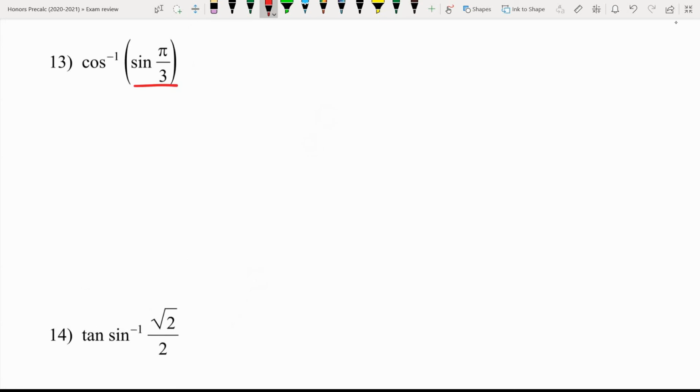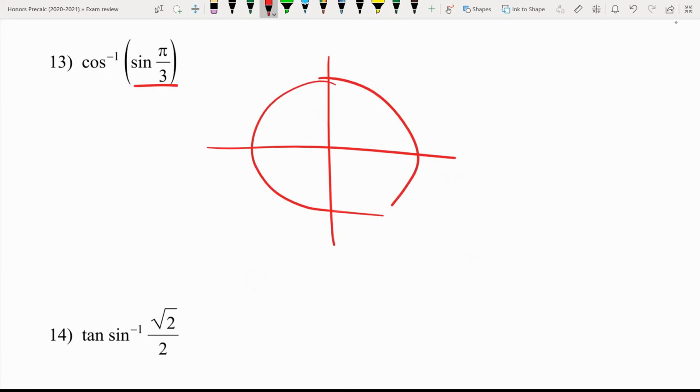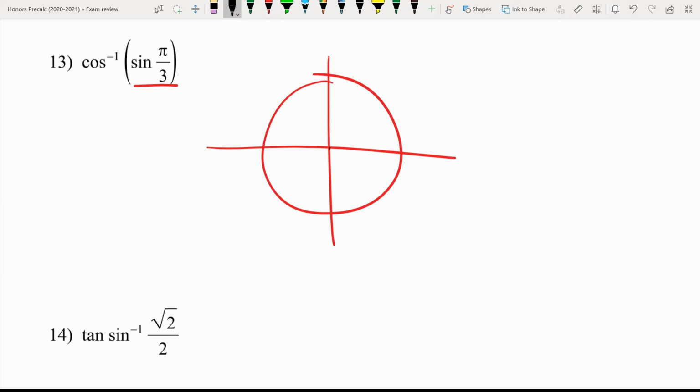So sine of pi over 3, let's draw our unit circle on here. Didn't come out right there. So our unit circle, that's a little better. Pi over 3 is a 60-degree angle. That's this one right here, pi over 3. And that point here is going to be 1/2 and square root of 3 over 2. Sine deals with the y value, so we're going to use the square root of 3 over 2.